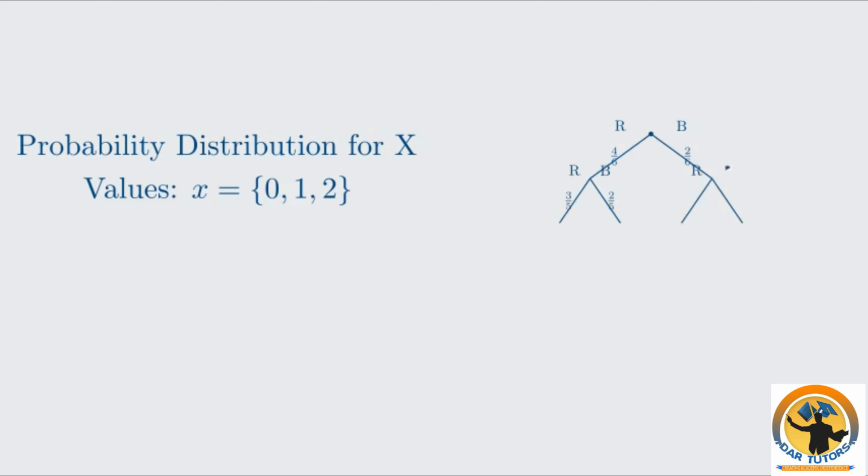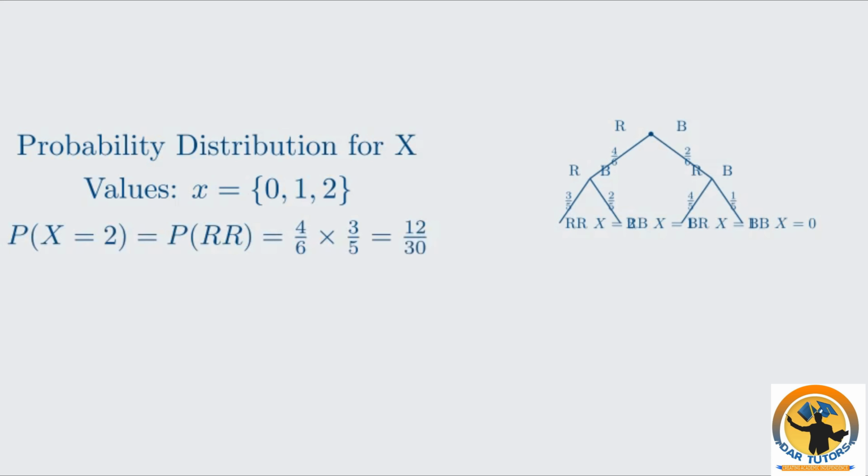The complete tree diagram shows all the paths. We can see 4 possible outcomes: red-red, red-blue, blue-red, and blue-blue. Each corresponds to a specific value of X. Now let's calculate the probability for each value of X. For X equals 2, the outcome is red-red. We multiply the probabilities along the path. So the probability of selecting 2 red marbles is 4/6 times 3/5, which equals 12/30. The value of X for this outcome is 2.